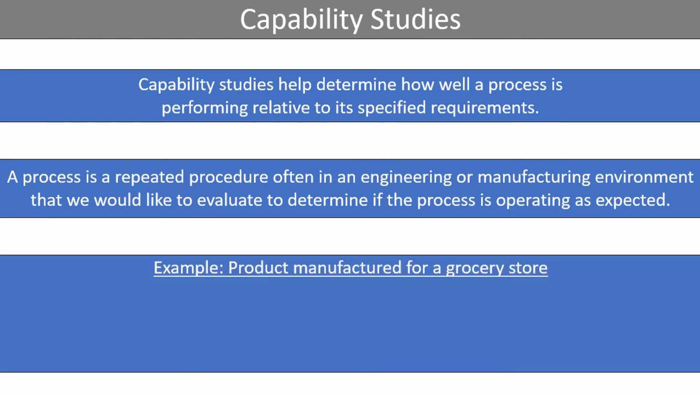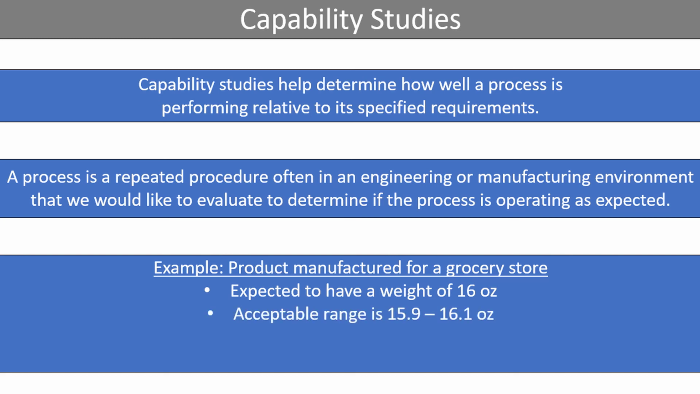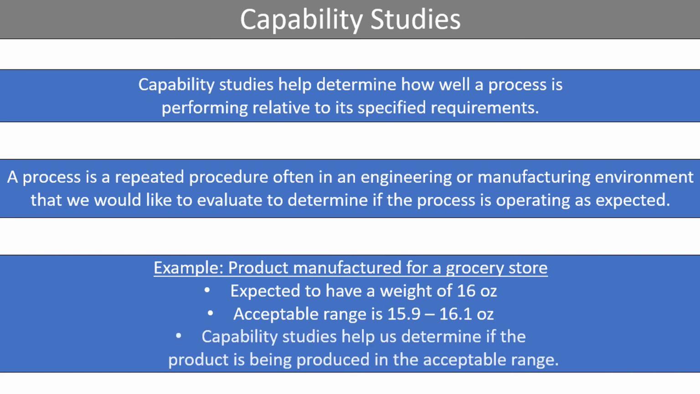An example might be a company that manufactures an item such as a food or beverage sold in a grocery store. The product might be expected to have some weight, such as 16 ounces, but there might be some acceptable level of variability around that weight. Maybe it's okay to be between 15.9 and 16.1 ounces. Capability studies can help us determine if the product is being produced within the acceptable range of allowable measurements.